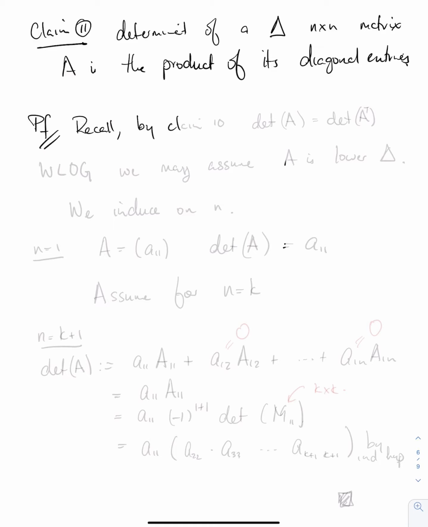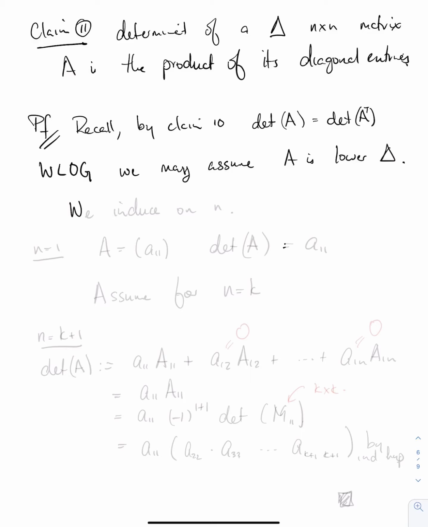By claim 10, the determinant of A is equal to the determinant of A transpose. And what is the transpose of an upper triangular matrix? It is a lower triangular matrix. So without loss of generality, we may assume A is lower triangular. Now let's get on with the proof.